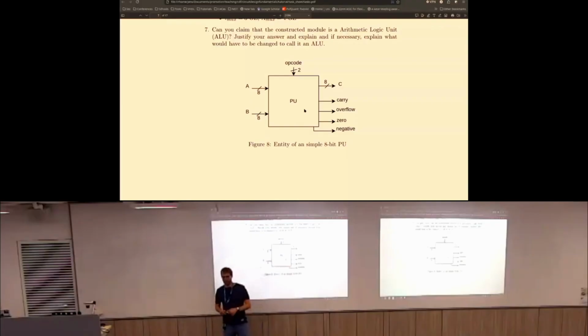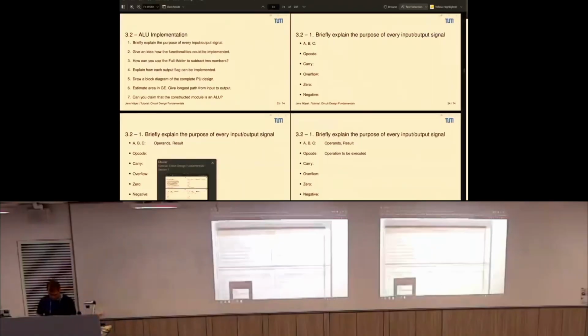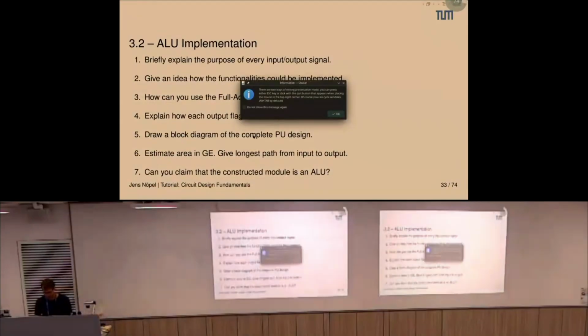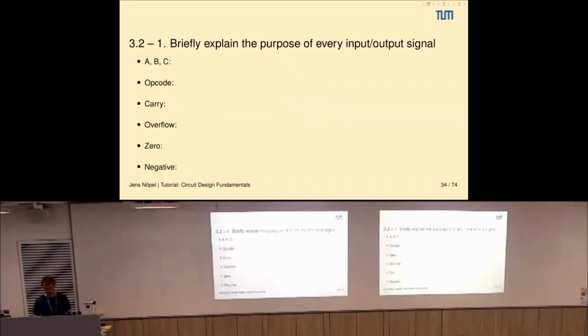And then we have a couple of additional, let's call them flags. We have a carry, an overflow, a zero, and a negative flag. And what do they mean exactly? Let's have a look at this in the following slides. So these are the signals, A, B, and C.